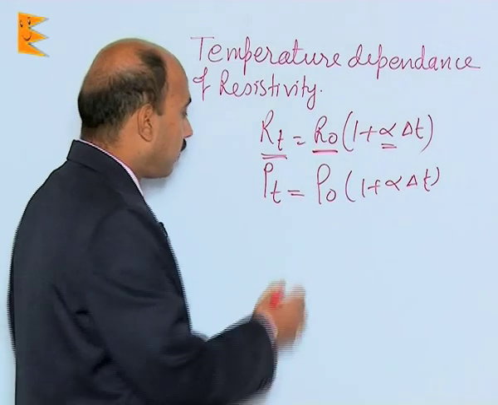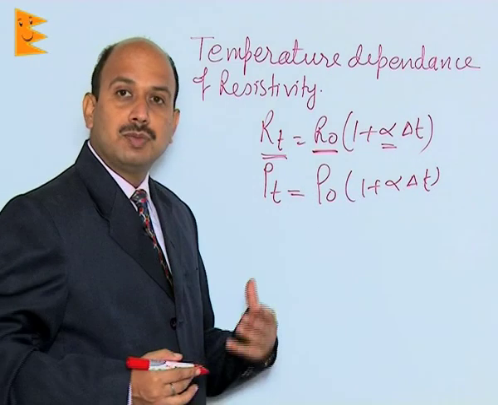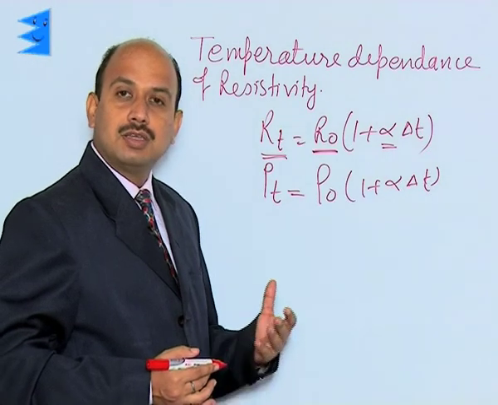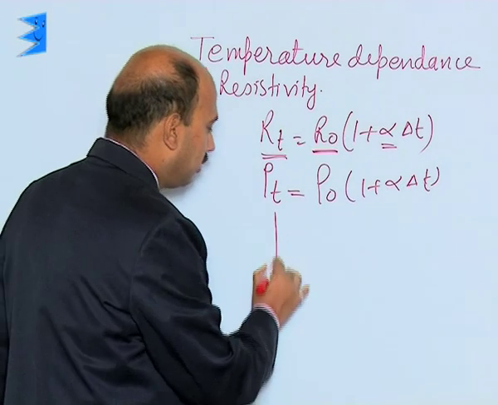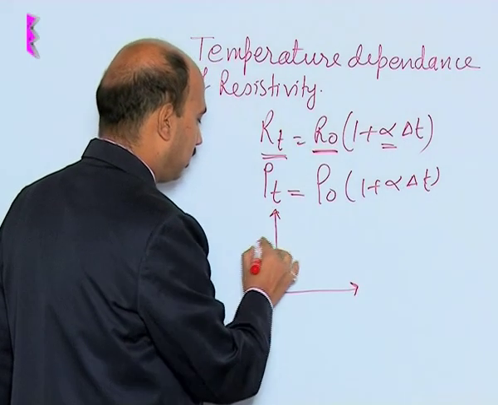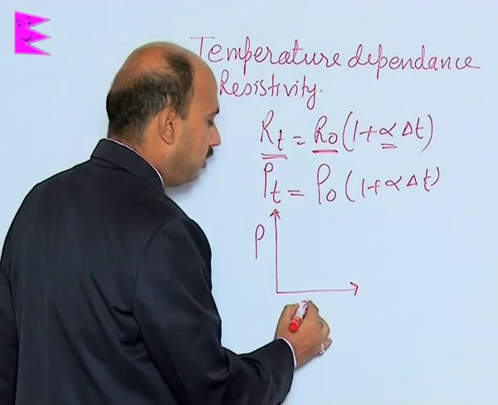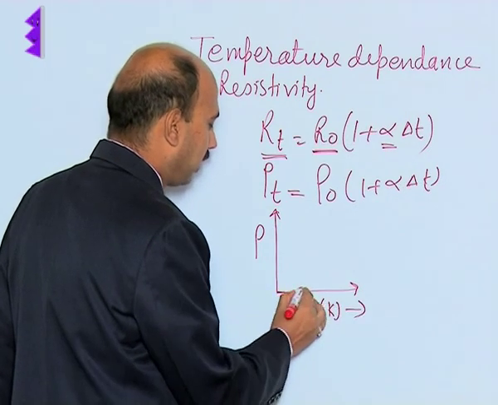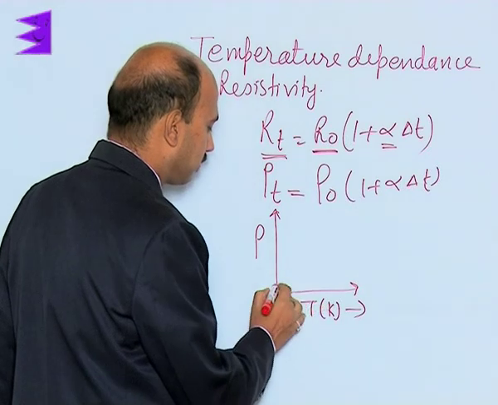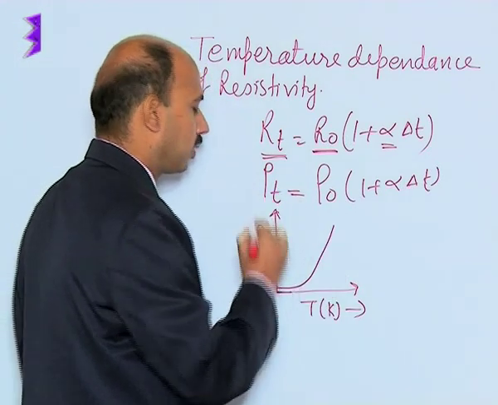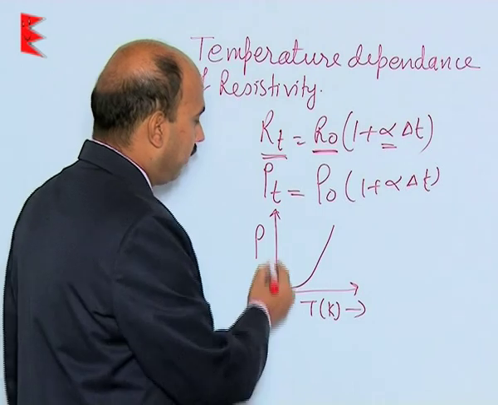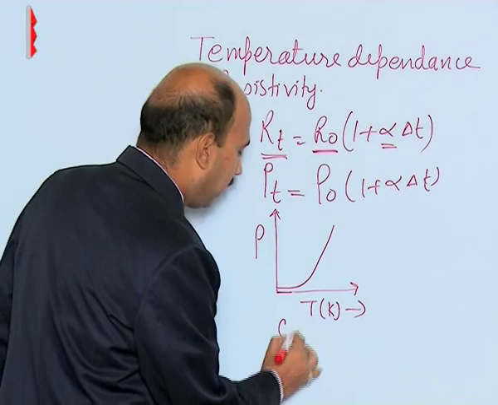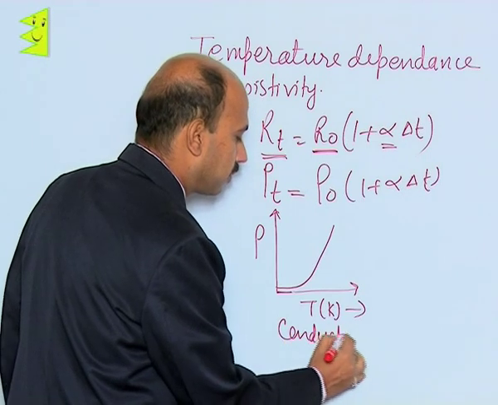Now for the conductors, as we have seen, resistivity increases on increasing the temperature. So for the conductors we can draw the graph, here the resistivity and here temperature in Kelvin, and the graph is something like this. So this is the variation of the resistivity for conductors with the temperature.